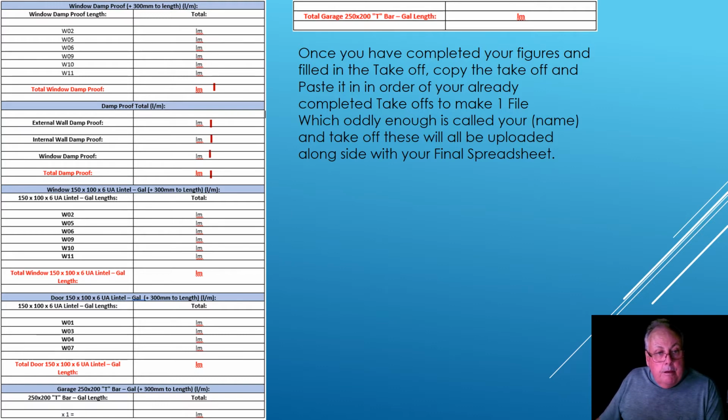All right, windows, lintels. Okay, and here it is here, 150 by 100 by 6, plus 300 mil to the length. Okay, minimum bearing for any lintel is 150 mil, so that's where the 300 comes from. Here's the doors, same deal, and a 250 by 200 T-bar, which is quite a few dollars worth there, and it's the length of the garage door plus 300, and you can put that size in here.